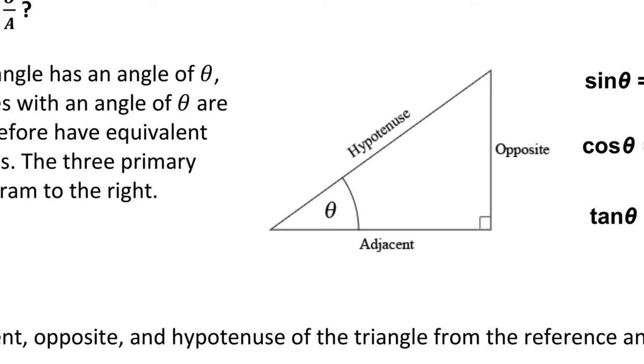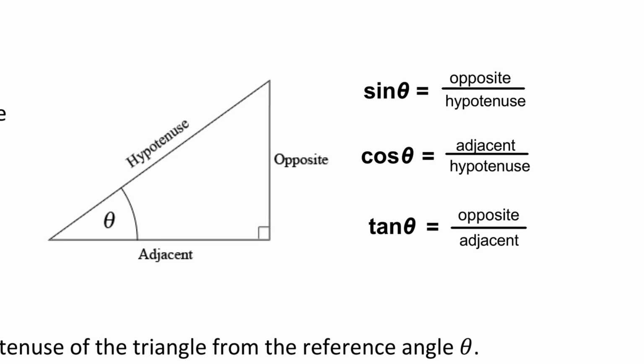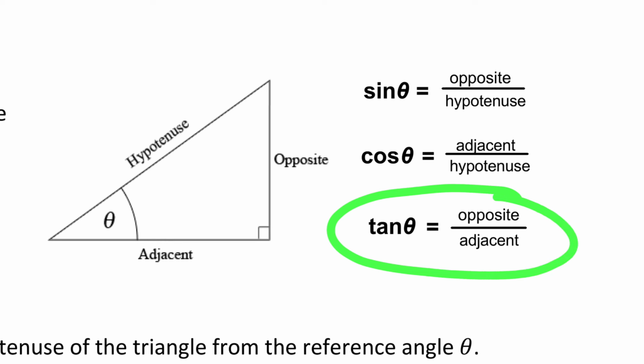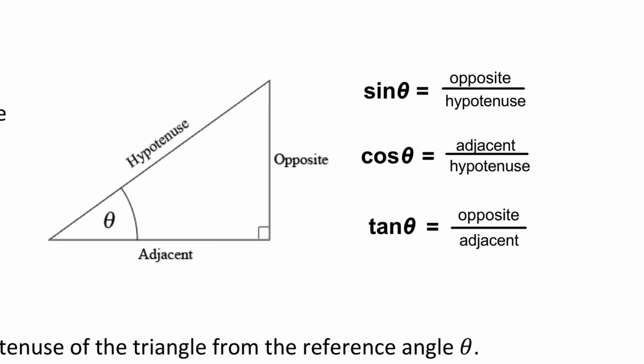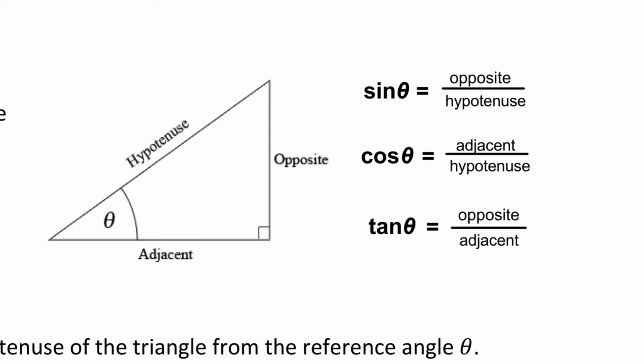In a triangle, because there's 3 sides, there's different pairs we can match up with each other to make different ratios. We can match up opposite and adjacent to get the tangent ratio, right? I have that written here. Tan of theta equals the opposite side divided by the adjacent side. But we can also make a ratio from the opposite and the hypotenuse. We call that the sine ratio. So sine of theta is the opposite side divided by the hypotenuse.